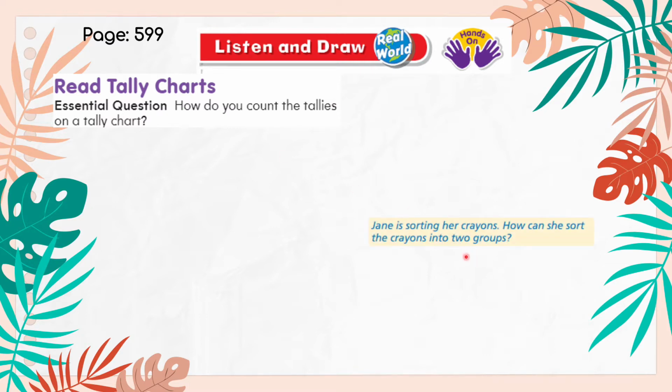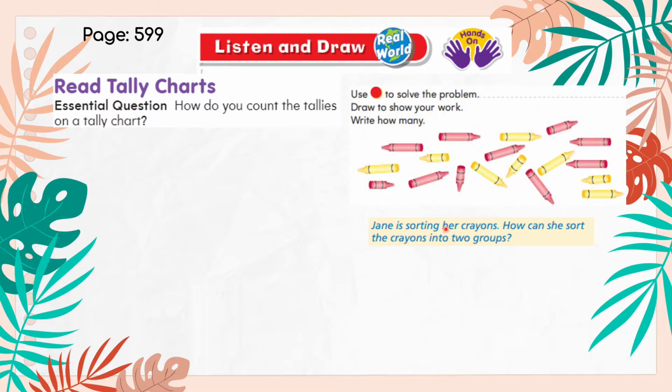Now looking at the question, it says Jane is sorting her crayons. How can she sort the crayons in two groups? Use this symbol to solve the problem. So we are going to use this red dot to solve the problem. Draw to show your work, write how many. Now if you look at these crayons, you're going to see that they are in two colors. One is red and one is yellow. So this could be one way to sort them out into distinct groups.